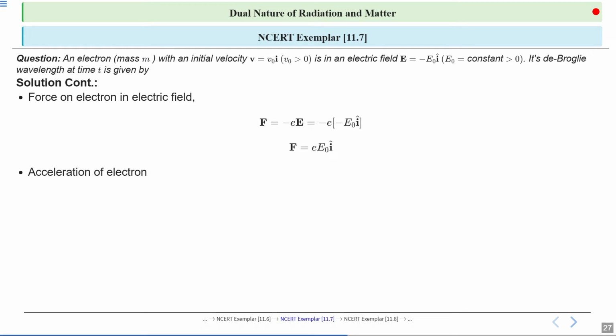Okay, let's find the acceleration of the electron. So acceleration is simply force divided by the mass, or we can say F upon m. Substituting the value, acceleration is F upon m, which is e capital E naught divided by m, i cap. And acceleration is also in the direction of force, that is i cap.